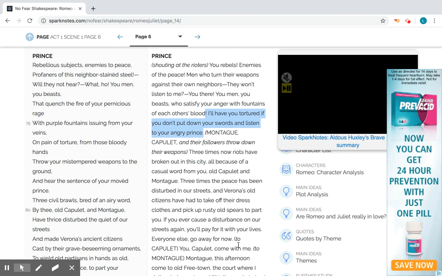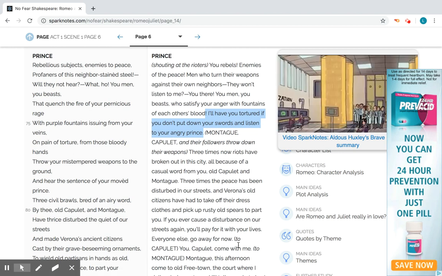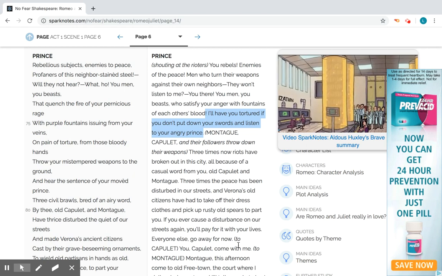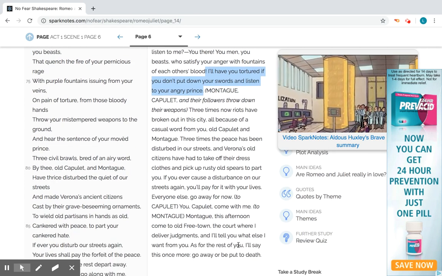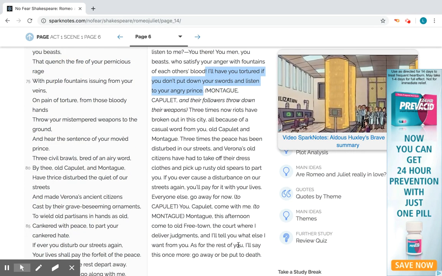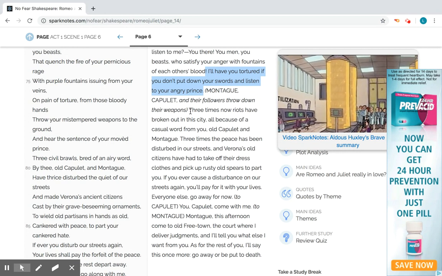And so Mr. Montague and Mr. Capulet and everyone else throw down their weapons, and they listen to what the prince has to say. And this is what he has to say here. And hear the sentence of your moved prince.